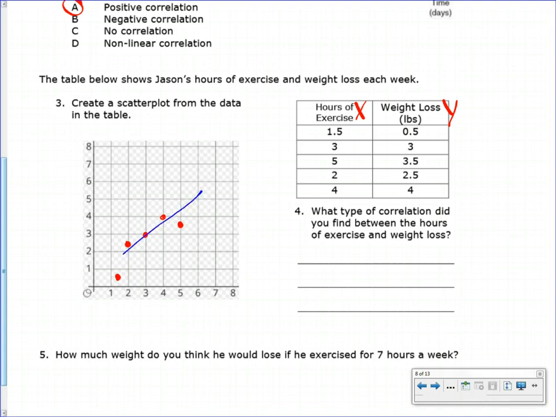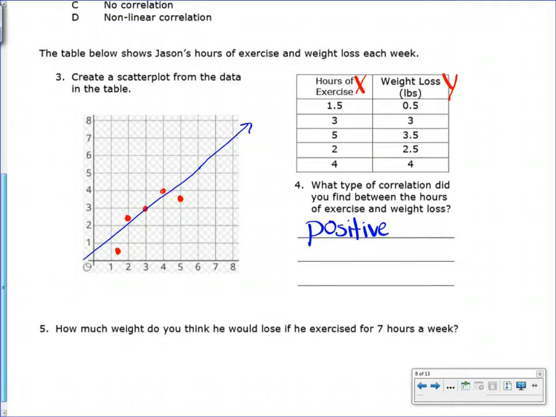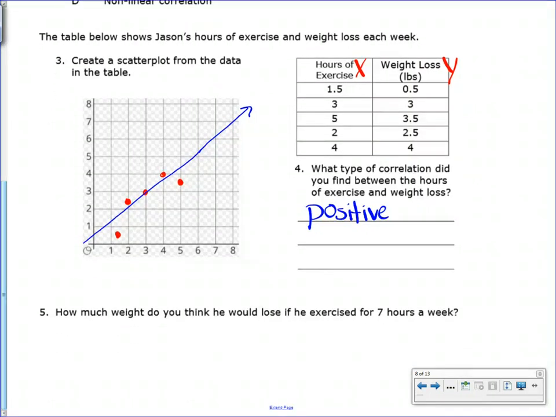We're going to draw a trend line. Remember, make your trend lines as straight as possible. Number 4 asks us about what type of correlation. This is positive, just like with the carpenter. How much weight do you think he would lose if he exercised for 7 hours a week? So we're going to go over to 7, up to our trend line. About 6 pounds.